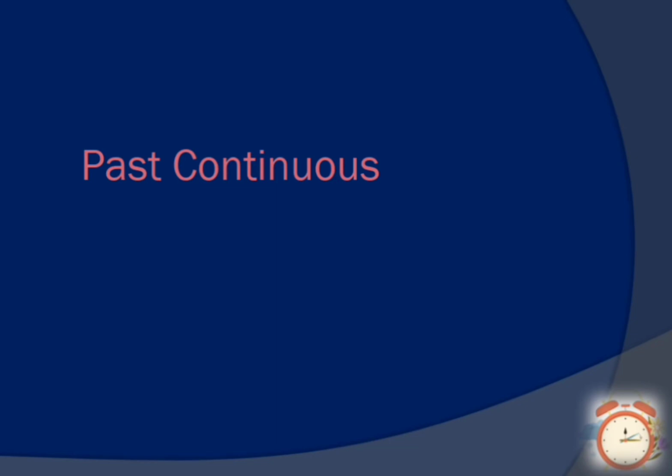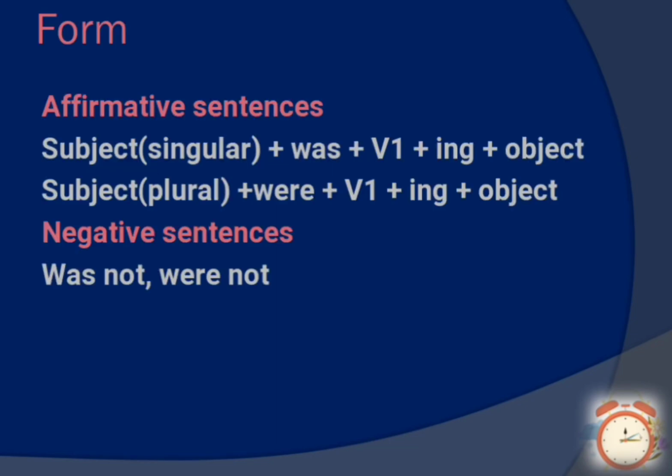Past continuous. For the past continuous affirmative sentences with singular subject, was will be used with first form of the verb plus ing. For the plural subject, we have were auxiliary. After that, we will use first form of the verb plus ing. And after that, object if there is any. For the negative sentences, we will add not after was and were. So it will be was not, were not.